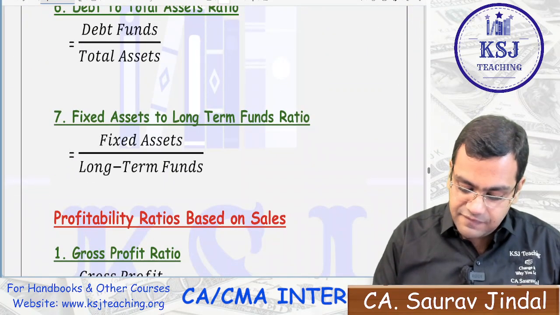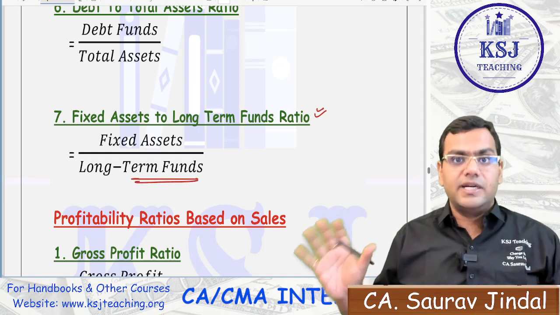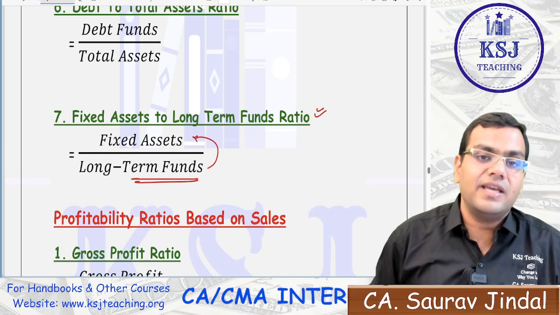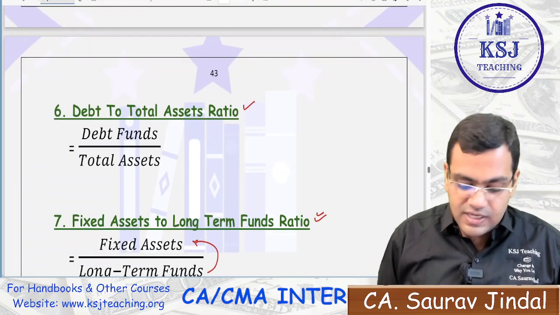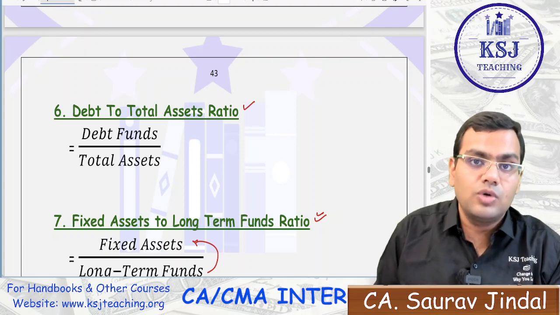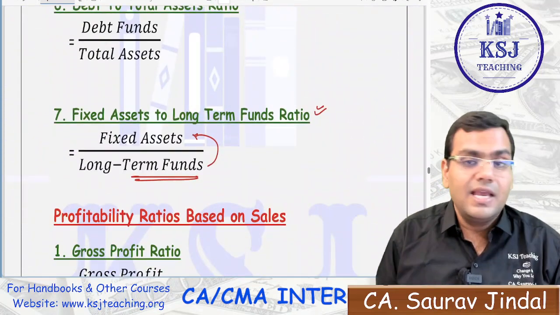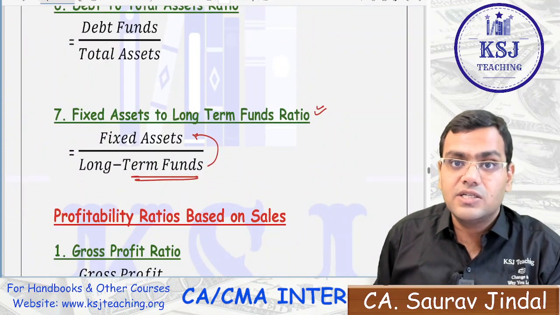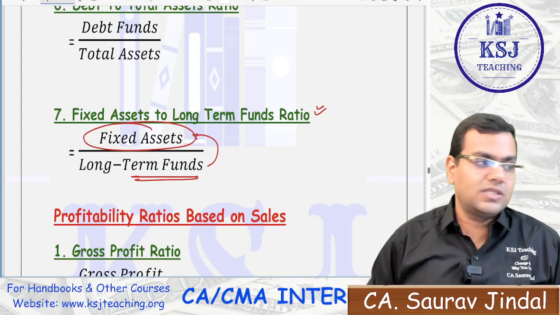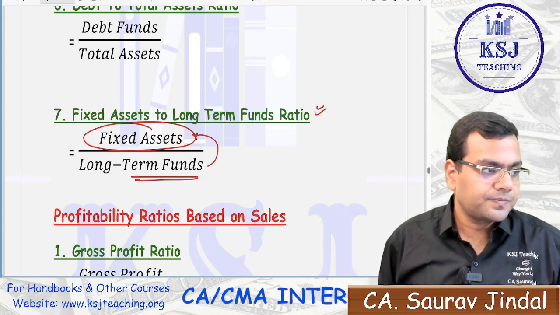The last is the fixed asset to long-term funds ratio, that is, how much of the long-term funds, meaning the debt, has been used for fixed assets. Here what we are saying is out of the total assets, how much of the assets have been funded through debt funds. Here we say how much of the total assets have been funded through proprietary funds. Here we say out of the total long-term funds or the debt, how much of the funds have been utilized for fixed assets. That is fixed assets to long-term funds ratio.